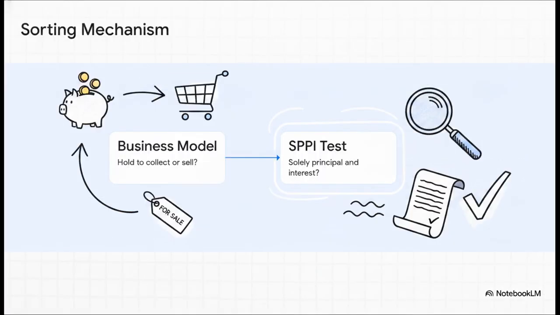And that brings us to the two-step sorting mechanism for financial assets. This is literally the heart of classification. Step 1, what is the entity's business model? Are they holding this asset just to collect the contractual cash flows, or are they actually planning to sell it? Step 2 is the SPPI test. You look right at the contract itself and ask, do the cash flows consist solely of payments of principal and interest? It's a very strict test of the instrument's basic, vanilla nature.